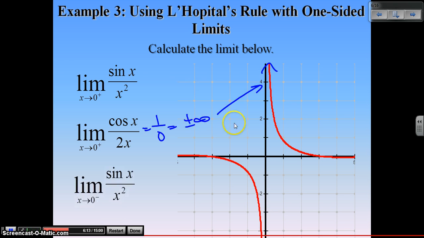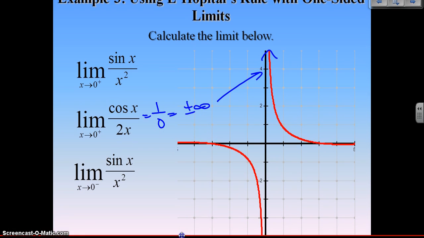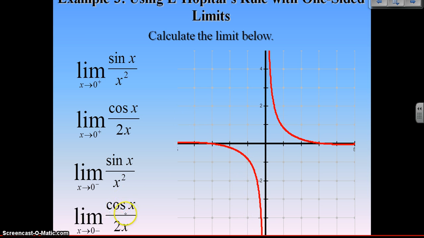Alright. Then we have the limit as x approaches 0 from the left of sine x over x squared. This time we're coming from the left, and we see from the graph it should be negative infinity. Notice that we have the same function. The derivative of sine is cosine, the derivative of x squared is 2x. And so again, we would have 1 over 0, which is infinity, and we go to the graph to see if it's plus or minus. So the whole point of this was just to remind you that if you are going to get infinite answers, plus or minus infinity, make sure you go to the graph to see if it's plus or minus.